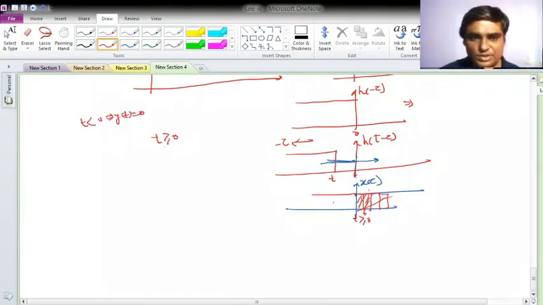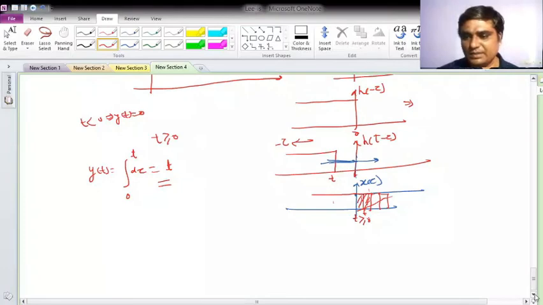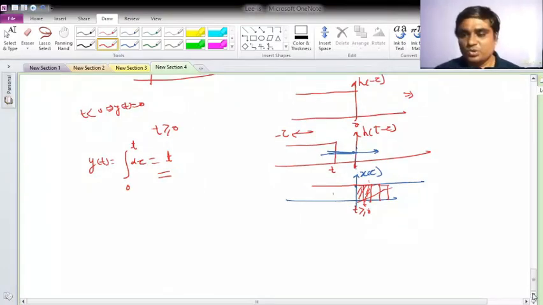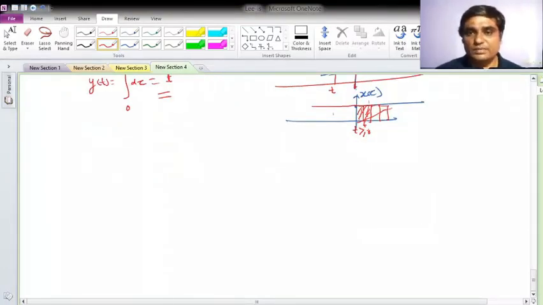When t is greater than 0, what will be y of t? Your integral will be from 0 to t. x of tau is 1, h of t minus tau is also 1. So it is simply t. Okay, this is my resultant convolution output, or this is the output of the network if my x of t is a unit step and the impulse response is also a unit step.